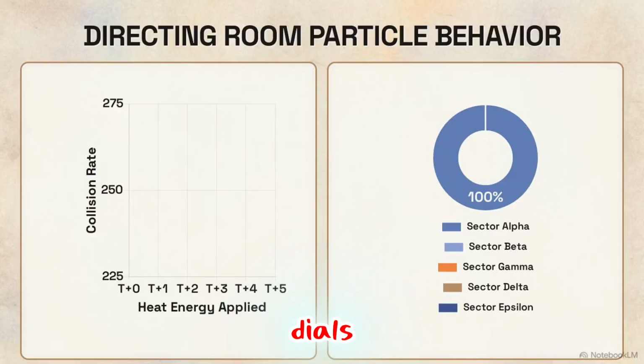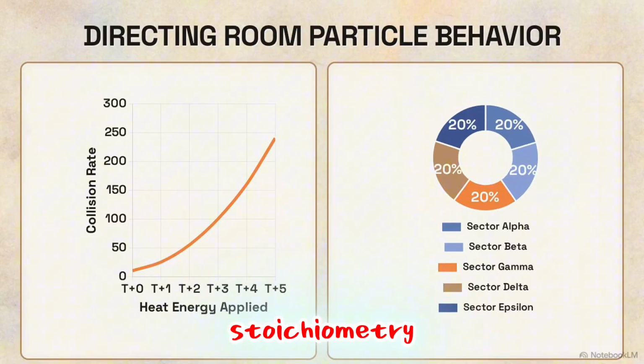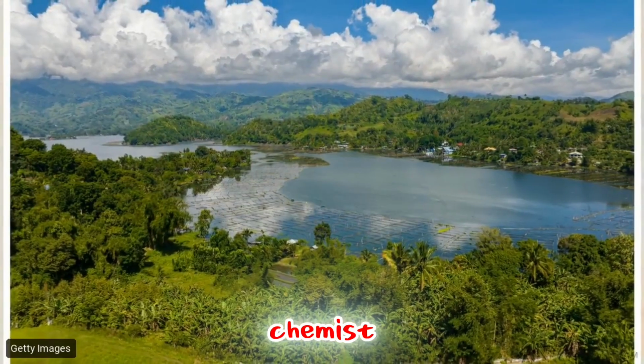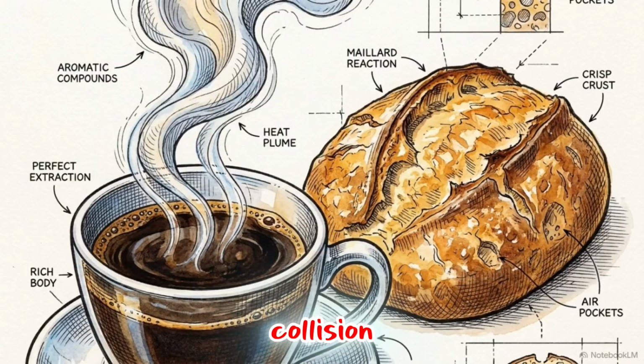By managing the dials of temperature, surface area, catalysts, and stoichiometry, you are actively directing the behavior of every particle in the room. Whether you are an industrial chemist or a barista at Lake Cebu, understanding the mechanics of a collision turns a series of everyday frustrations into a manageable, repeatable process.